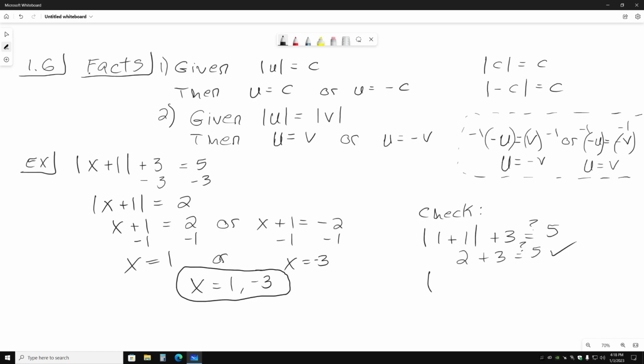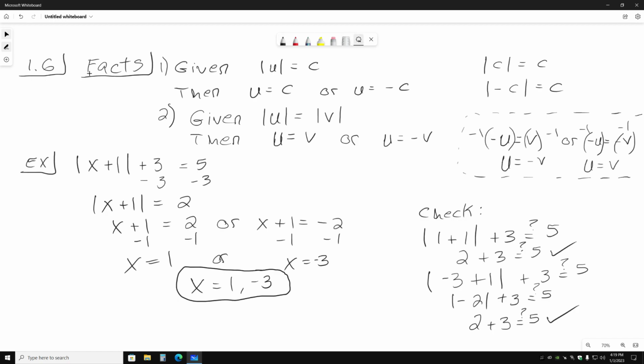And then again, plugging negative 3 in for x, we get negative 3 plus 1 plus 3. We're checking does that equal 5. Negative 3 plus 1 is negative 2. So we have the absolute value of negative 2 plus 3. We want to see if that's equal to 5. Absolute value of negative 2 is positive 2 plus 3. We know that does equal 5. So this answer checks out as well. So both of these answers solve the original absolute value equation.